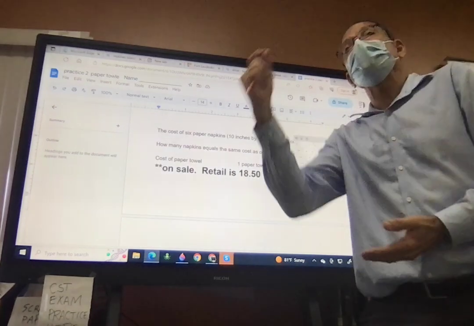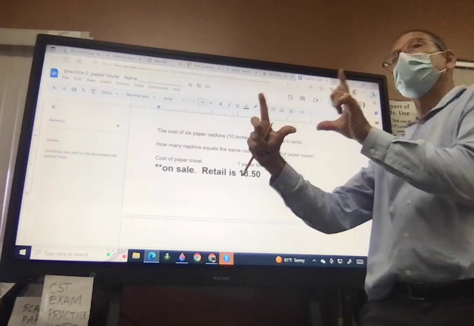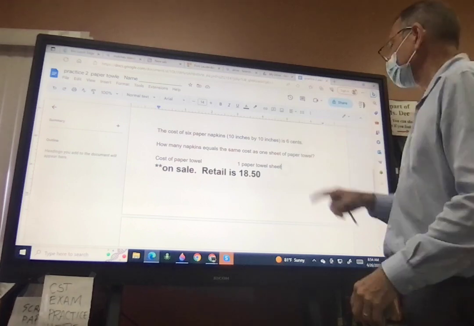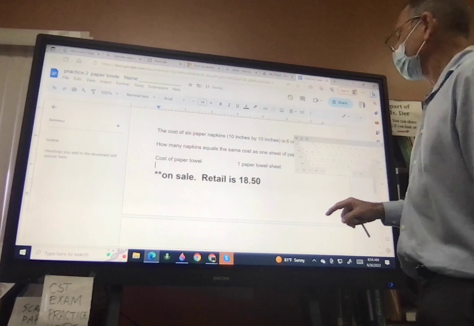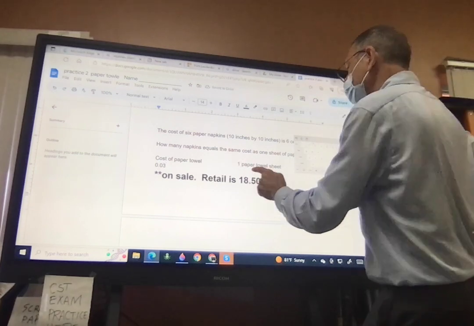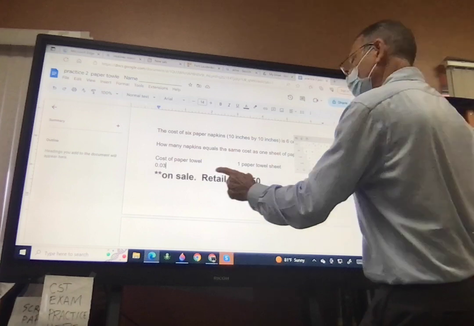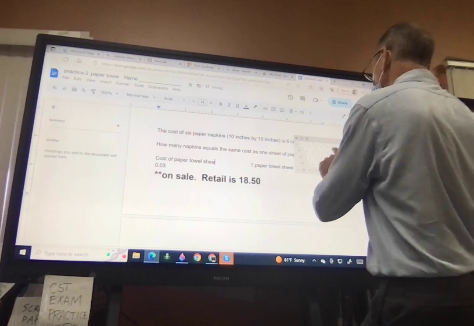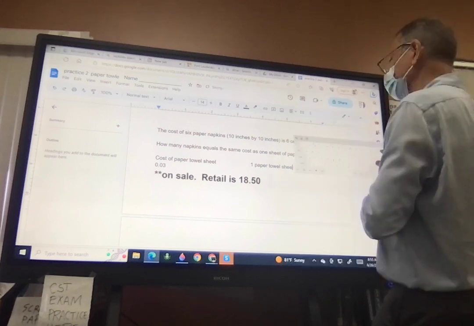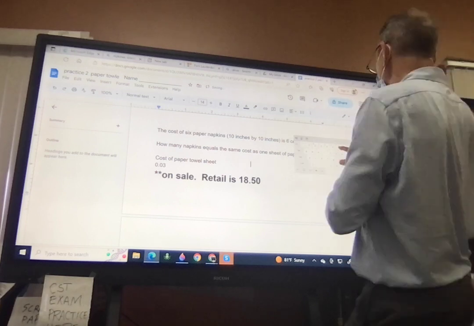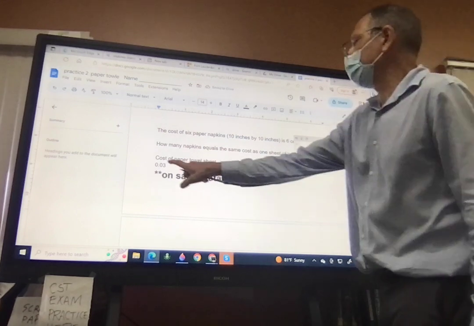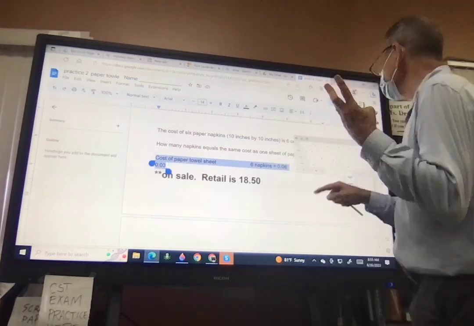Now, the next part I wanted to calculate. How can I do one sheet and how many napkins? Because I could get 6 little napkins for 6 cents. How many napkins equals the same cost? Well, they have a pretty easy approach here. The cost of the paper towel was 0.03. And so we got one sheet. That's the cost of the paper towel sheet. And the cost of six of these napkins equals 0.06.